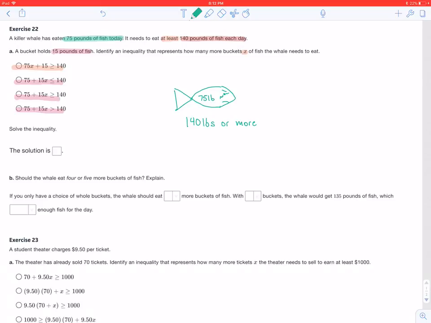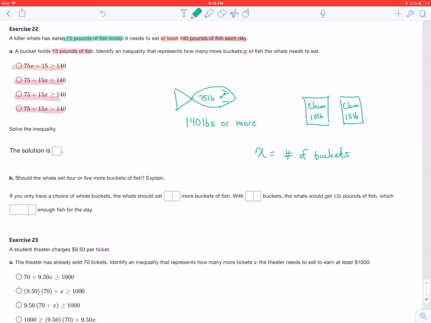And then I also have that a bucket holds 15 pounds of fish. So I've got these buckets, each holding 15 pounds of fish. These are my chum buckets. They each hold 15 pounds of fish. And we need to identify an inequality that represents how many more buckets, X, equals the number of buckets, how many buckets of fish the whale needs to eat.